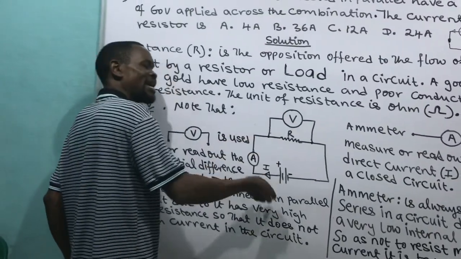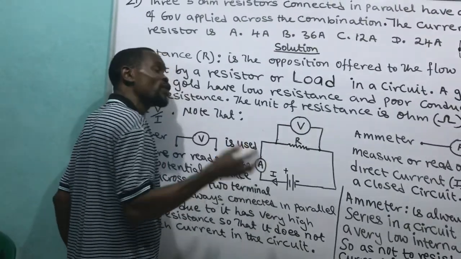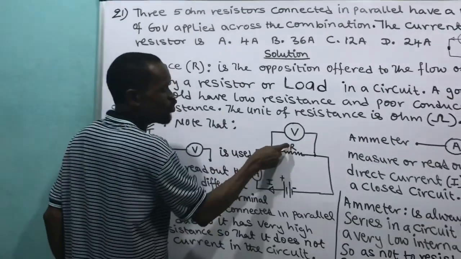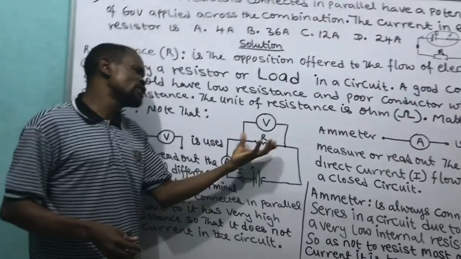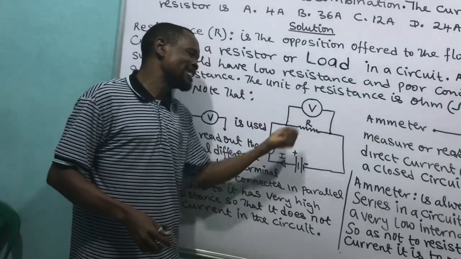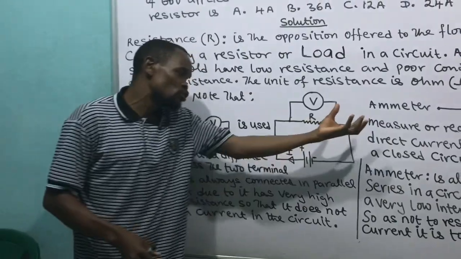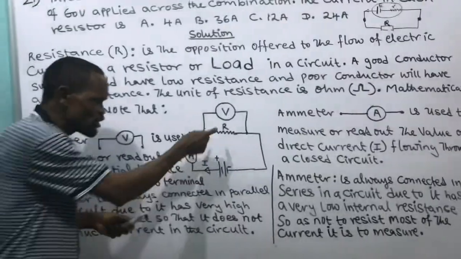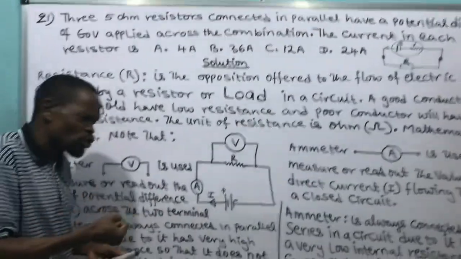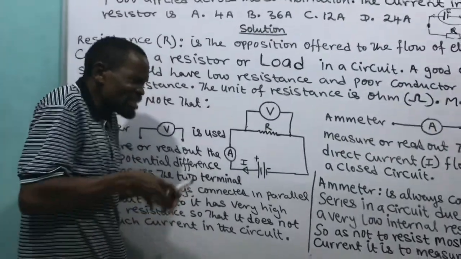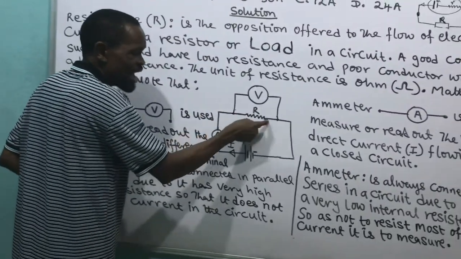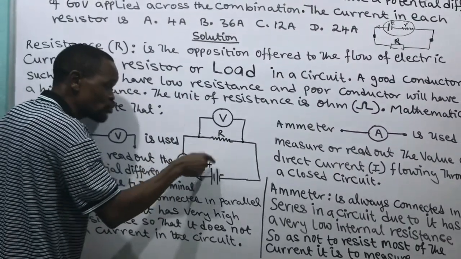Then the voltmeter is connected in parallel to read the voltage drop across this load. What do you mean by voltage drop? It is the opposition which this load offers. As this load is consuming current, it uses current to survive. That current consumed times the resistance gives me the voltage drop. And that voltage drop is what this voltmeter is used to read.